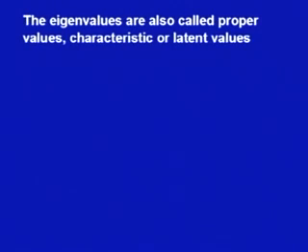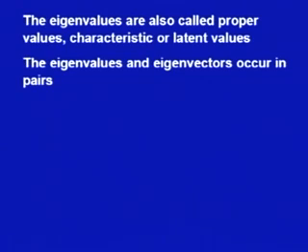The eigenvalues are also called proper values. Sometimes we call them characteristic values, or some texts call them latent values. The eigenvalues and eigenvectors occur in pairs. For a given lambda, there are associated eigenvectors. So, for a given lambda, if there exists a non-zero x satisfying this condition, then lambda is an eigenvalue and x is the eigenvector of the matrix or linear transformation or linear operator A.